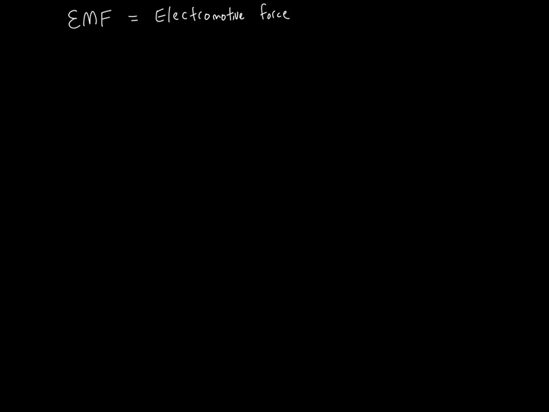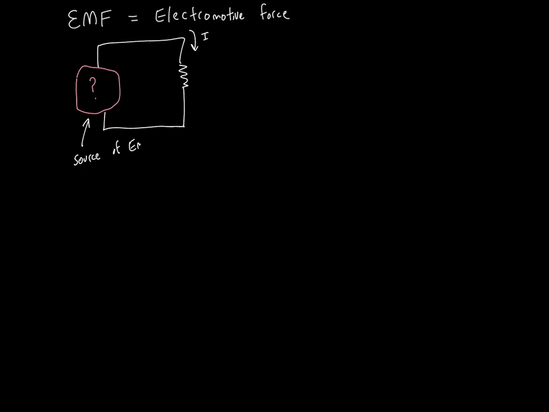First off, if you've got some mystery device, and if you connect a closed circuit up to this device, so we have a resistor, let's say, connected to the device, and if the device is supplying electrical energy and current is flowing through the resistor, then this device is a source of EMF. A source of EMF.